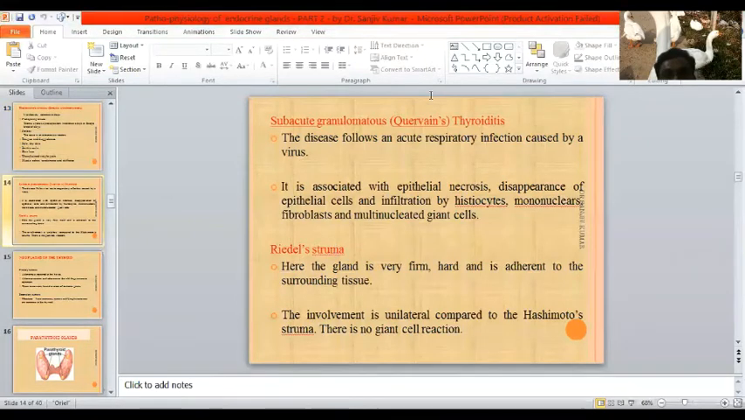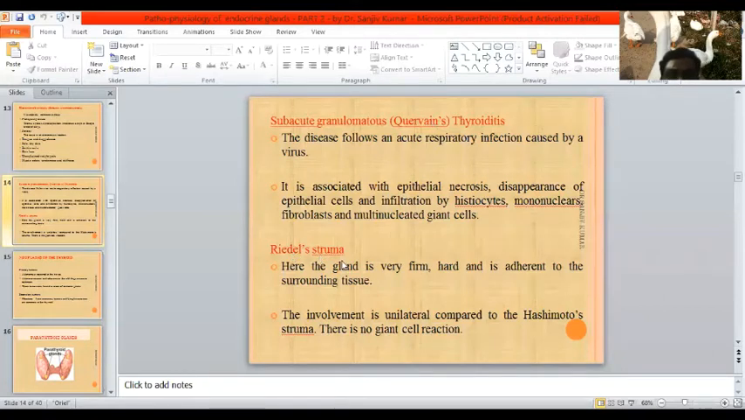One is de Quervain's thyroiditis. The disease follows an acute respiratory infection. It leads the pathway for infection of viral disease, leading to respiratory infection. And in this case, you will see epithelial cell necrosis, and infiltration of histiocytes, fibroblasts, and multinucleated giant cells. This portion is not much important from examination point of view.